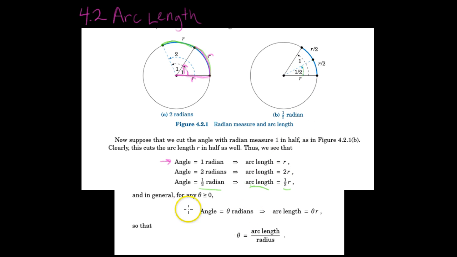So in this general formula, as long as theta is greater than 0, so we're not going to deal with negative theta, we can say that for any angle in radians, it has to be in radians, the arc length would equal theta, the angle measure in radians, times the radius. If you solve for theta, you have that arc length over radius is equal to theta. We're going to be using the letter S to represent arc length, and we'll show you the formula.